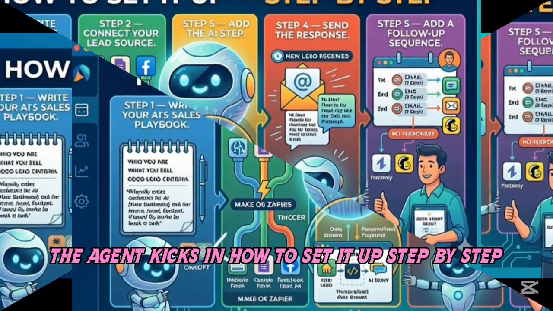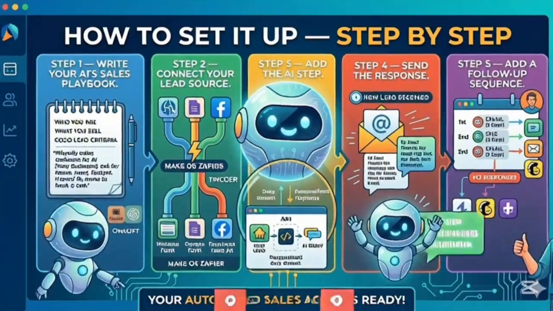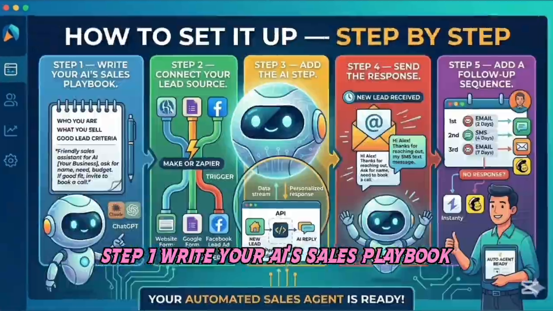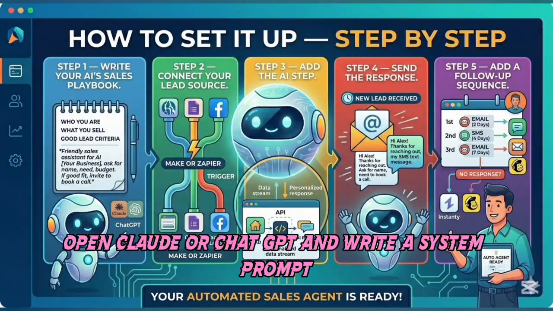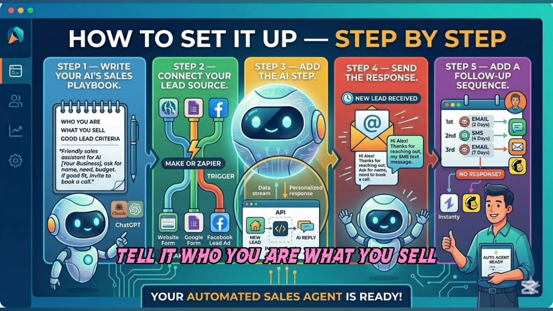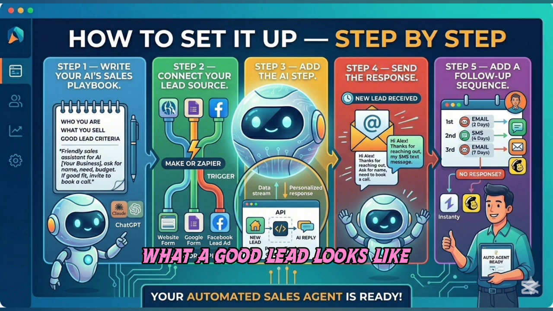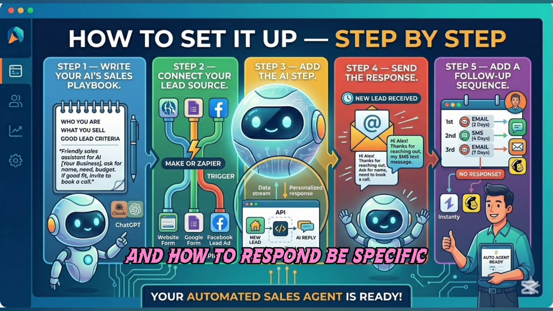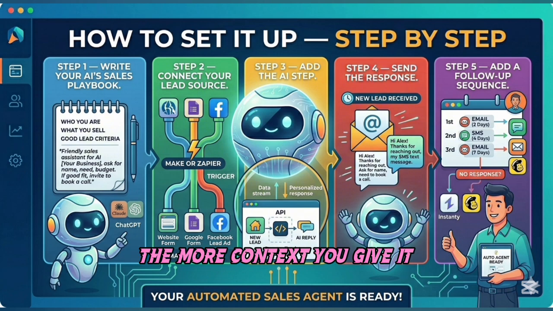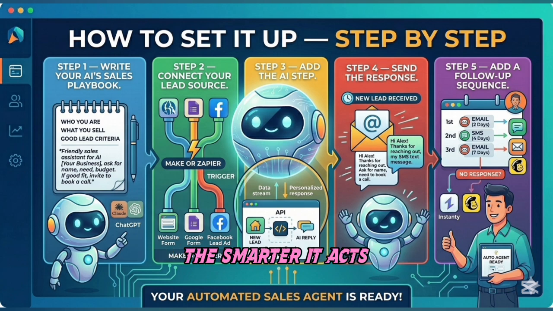How to set it up? Step by step. Step 1. Write your AI's sales playbook. Open Claude or ChatGPT and write a system prompt. Tell it who you are, what you sell, what a good lead looks like, and how to respond. Be specific. The more context you give it, the smarter it acts.